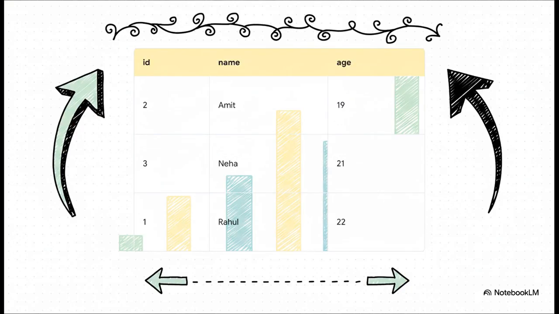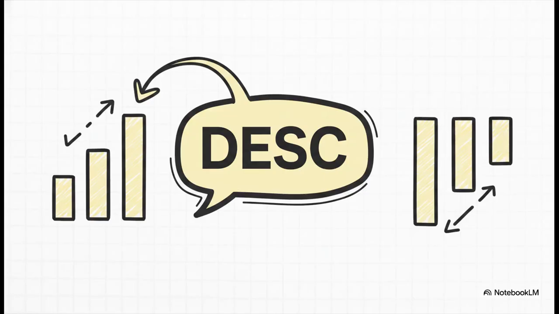And boom, check out the results. The table is now perfectly sorted from the youngest student, Amit, all the way to the oldest, Rahul. Now, by default, SQL always sorts in ascending order, from smallest to largest. Pretty cool, right?